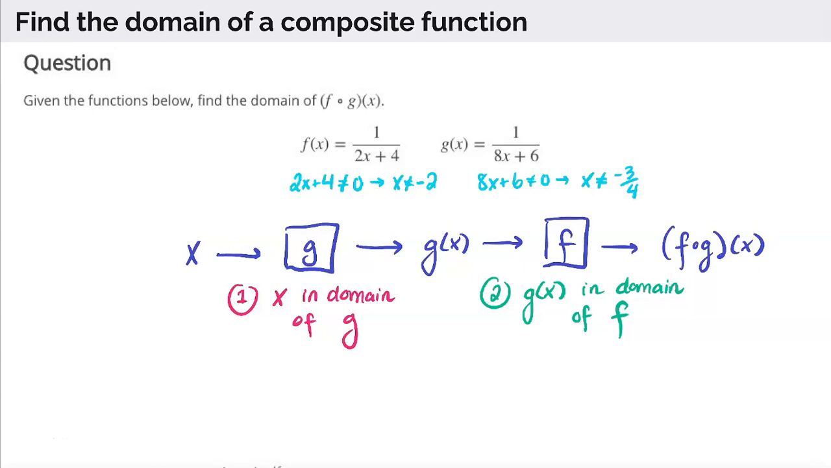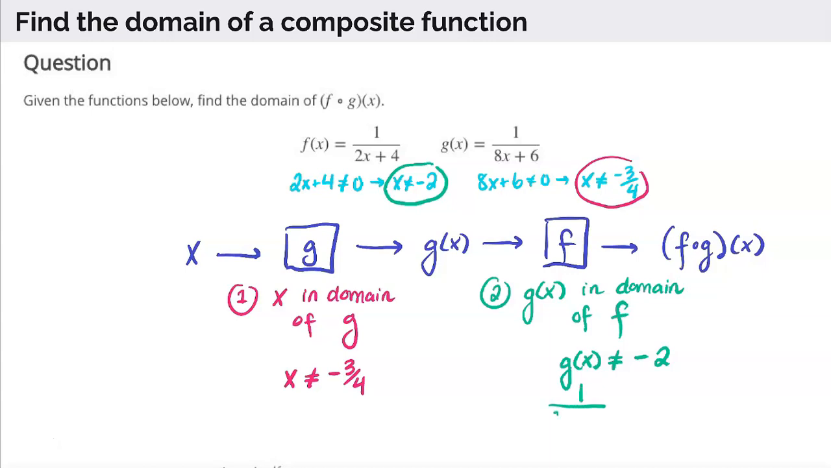So for x being in the domain of g of x, that just means that this restriction has to be true for our x. So it's just exactly our x that can't be equal to -3/4. But remember, for the second step, it's not actually that our x can't be equal to -2. It's that whatever we're plugging in, which is g of x, can't be equal to negative 2. So now I take my whole g of x function, 1 over 8x plus 6 equals negative 2, and I have to solve this equation for x.